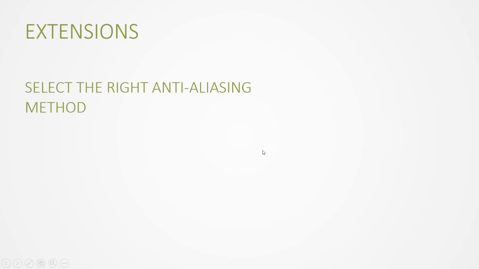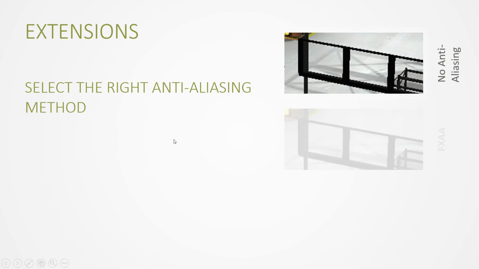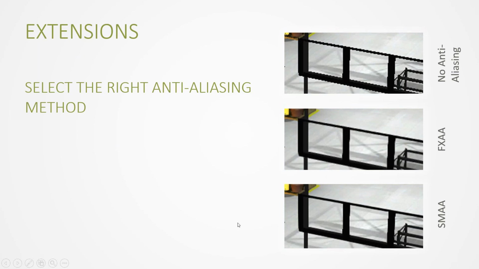All right, and then if we look at specific extensions that you can tune and modify to affect performance. So the first one is selecting the right anti-aliasing method. There are 3 options available in Vortex software solution. Well, there's 2 of them, and then there's not using anti-aliasing.